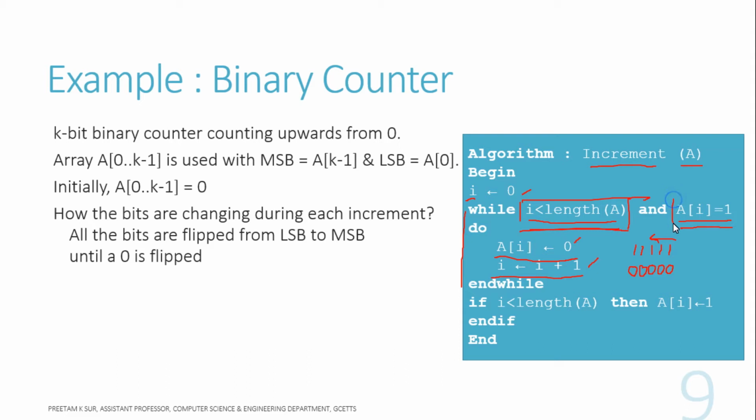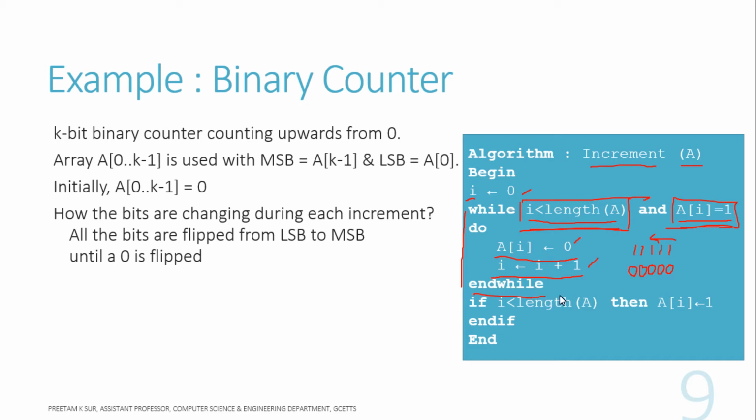Another case is when A[i] is 0, but the index has not crossed the limit of the array. When A[i] becomes 0, it means that while converting the bit string in the increment operation, a 0 was written at some bit. Then it will get out of the while loop. So these two conditions can occur to exit from the while loop.